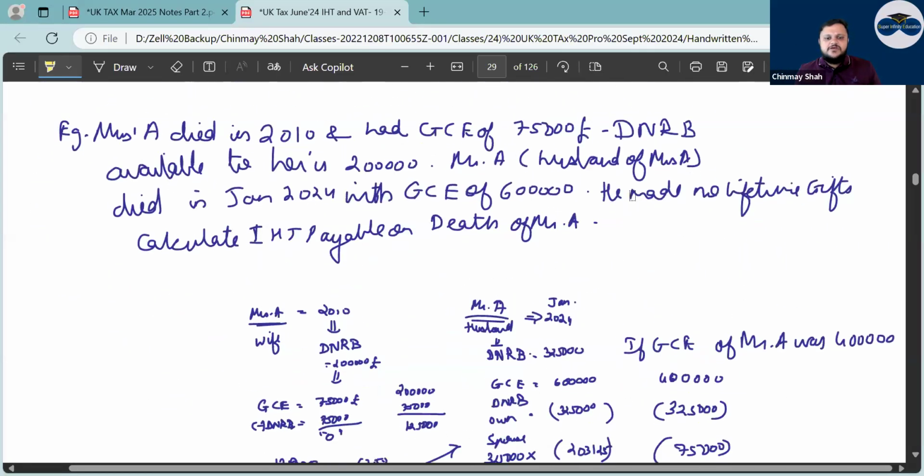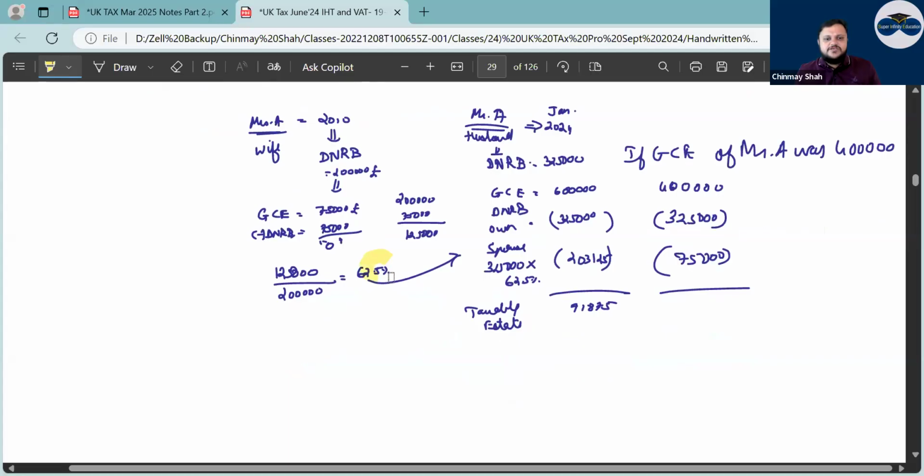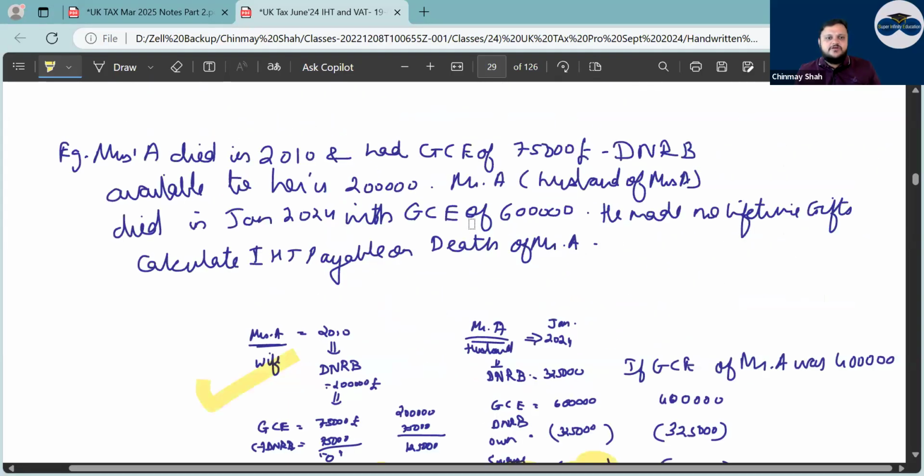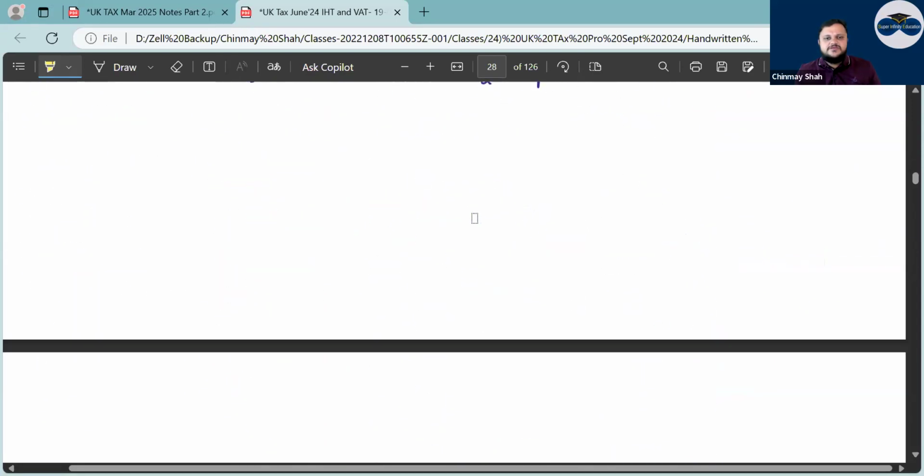Have a look. Here we have done it. Here you took 62.5% of the unutilized part of Mrs. A, correct? And used it against what? This 325,000 into 62.5%. This is how it happens. You can read this, correct?